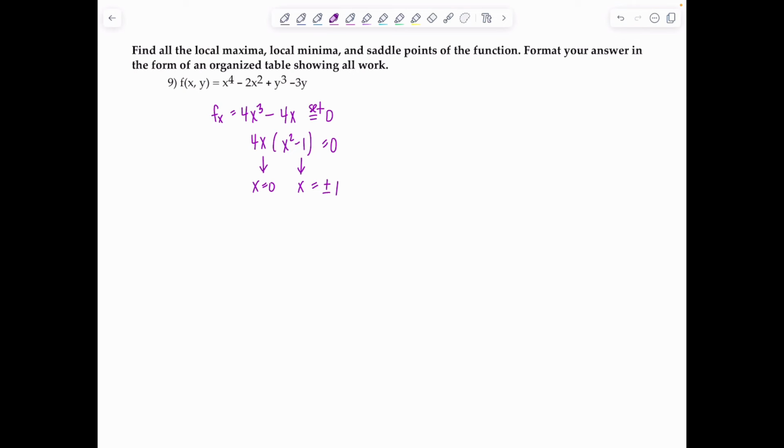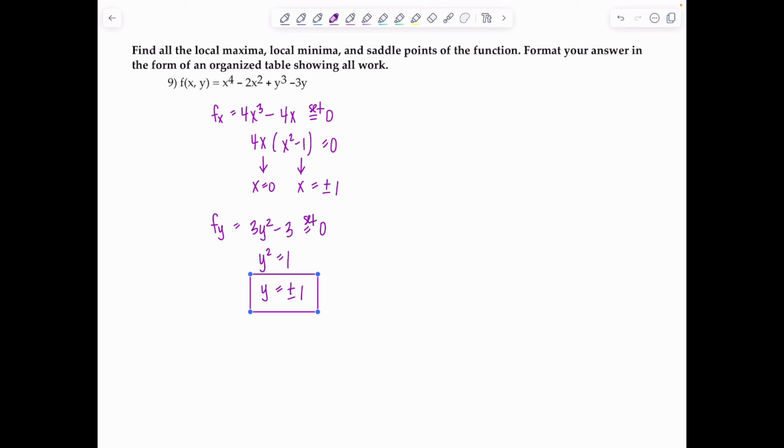Yeah, you'll notice I didn't put any questions where all I asked was for them to find partial derivatives because they just needed to do it throughout the test. Okay, partial with respect to y would be 3y squared minus 3. I'm also setting that equal to 0. So then you get y squared is 1. So y is plus or minus 1.